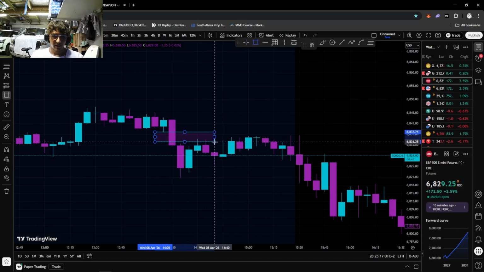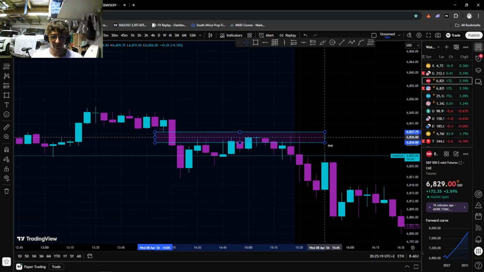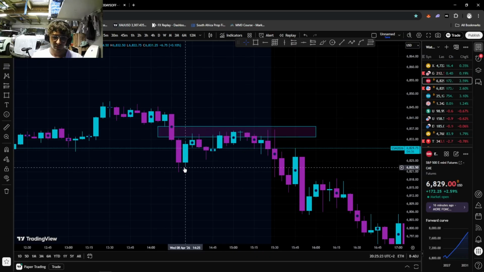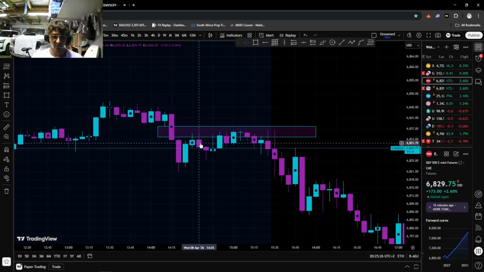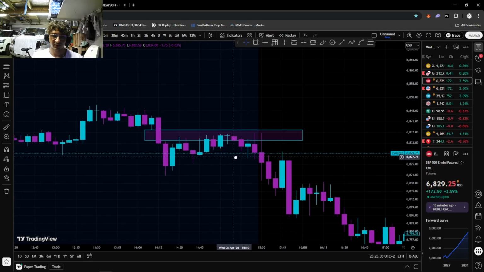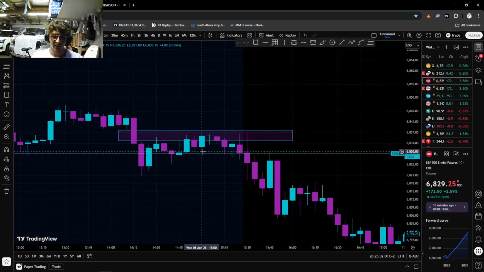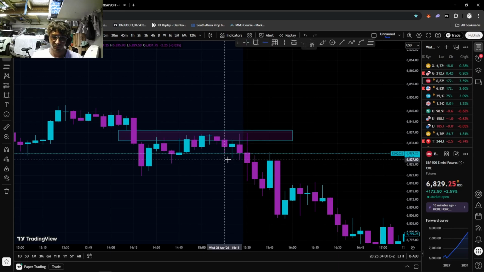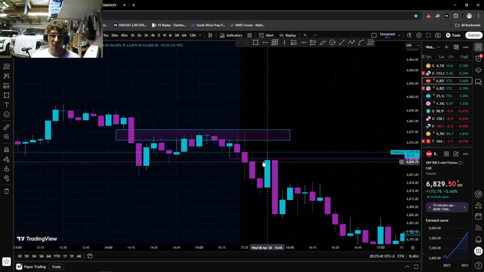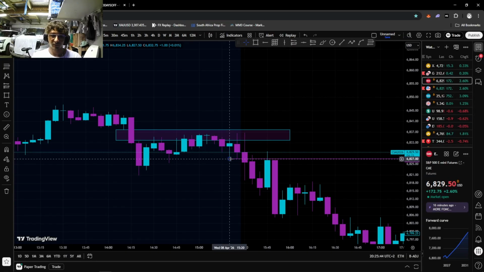Okay, you guys see this fair value gap right over here. As you can see, price retests into the fair value gap, then it just messes around, retraces, consolidates, forms a low here, forms a low here, and then the candle closes below this low. So we have a fair value gap and a 5-minute break of structure. But that's wrong. That's not our entry confirmation.